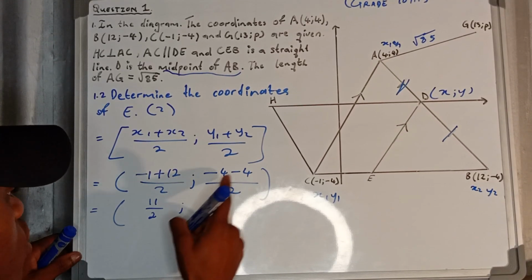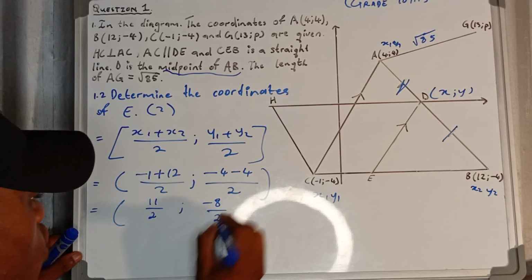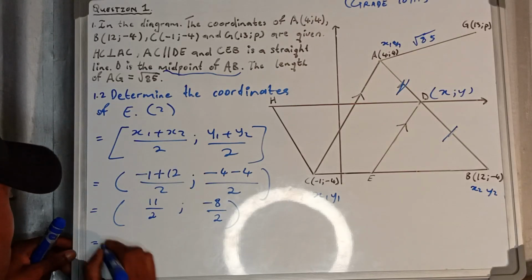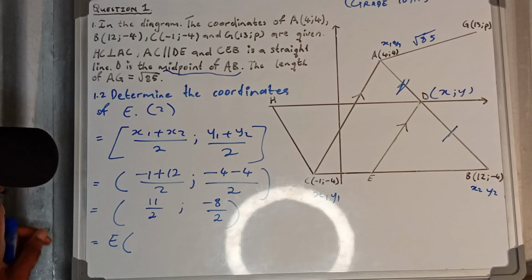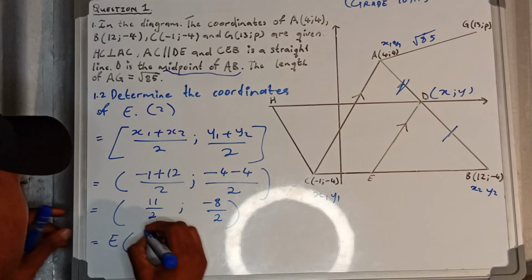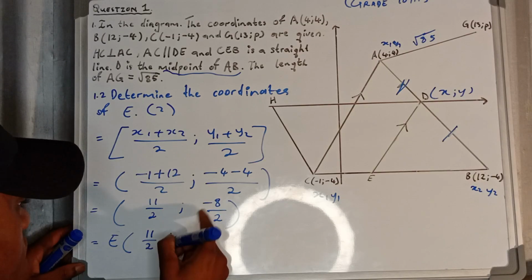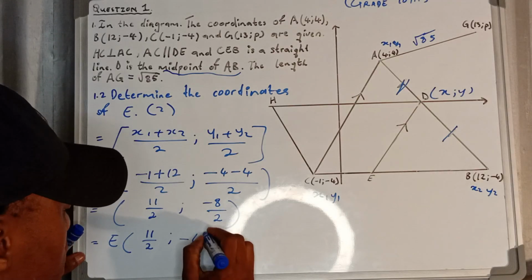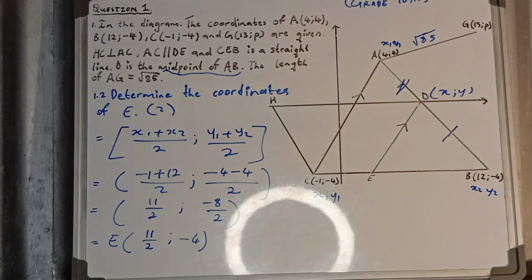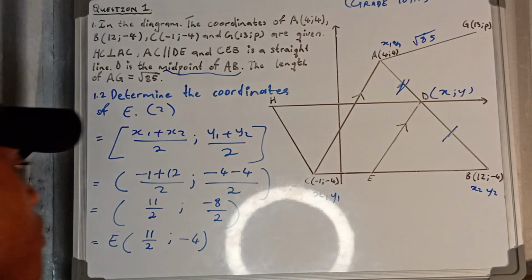Then here we are going to have -8 over 2. Then we close the bracket, equals, open the bracket, and write the coordinates of E. 11 divided by 2 is still 11 over 2, then -8 divided by 2 is -4. I hope you are still following. So these are the coordinates of E.